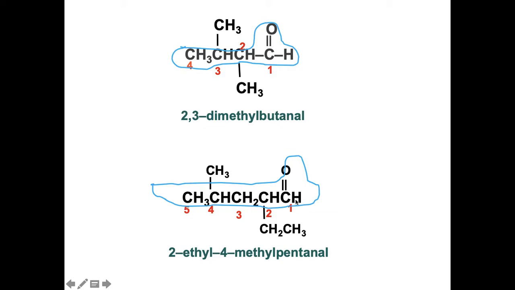Next, the longest chain is 5: 1, 2, 3, 4, 5, so it's pentanal. Carbon number 1, carbon number 2 consists of an ethyl substituent, and then carbon number 4, a methyl substituent. So 2-ethyl-4-methylpentanal. E first and then M.